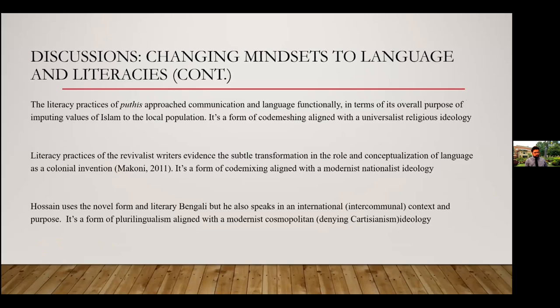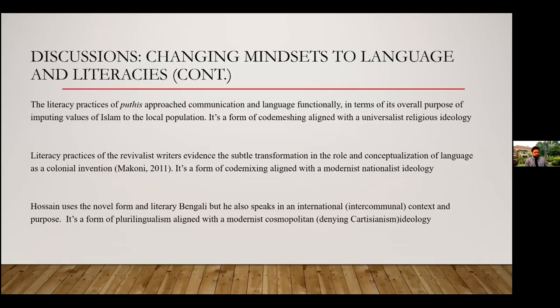So the literacy practices of Puthi approach communication and language functionally. That is, in terms of its overall purpose of communicating Islam to the local population. Its form of code meshing aligned with the universalist religious ideology.